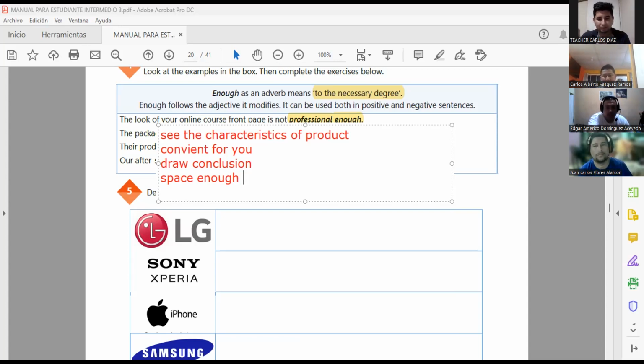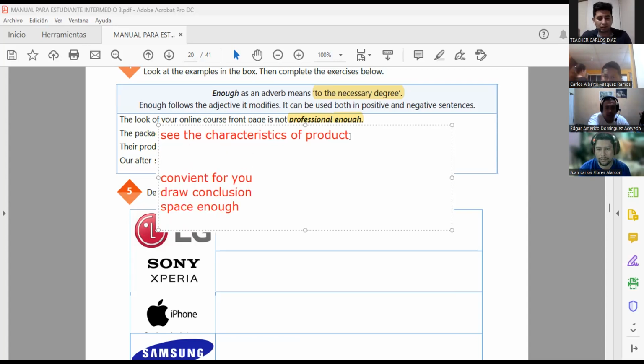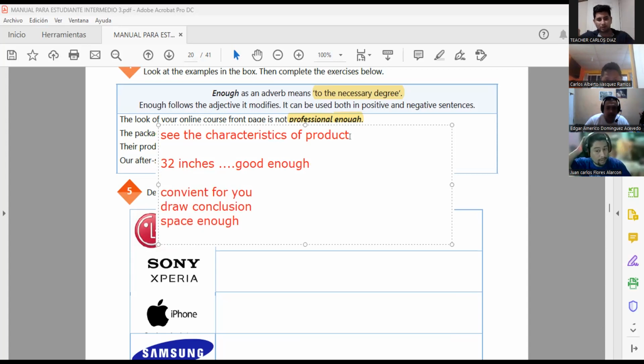Well, if you buy a TV, okay, you need to see the characteristics of the TV. For example, for me, 52 inches is enough. Or it's too big, yes or no? It's too big. So for me, 32 inches, it's exactly. Okay. For me, that size is good enough. Porque va a querer una pantalla que toda la pared cubra. Some people like it. So for me, it's good enough.